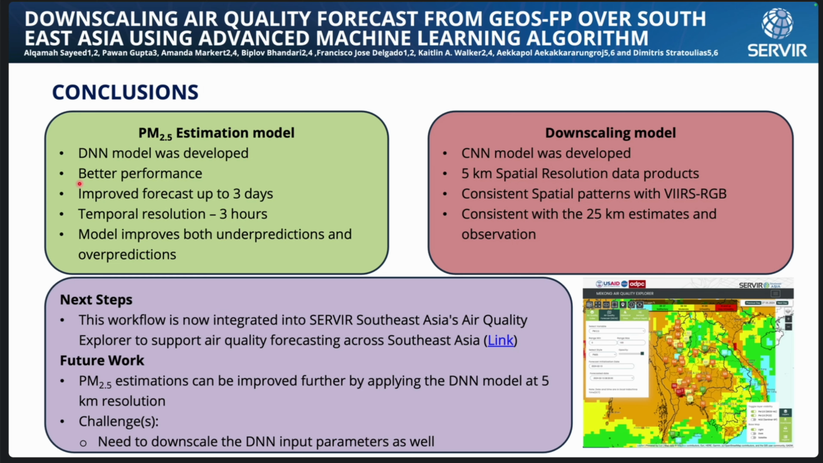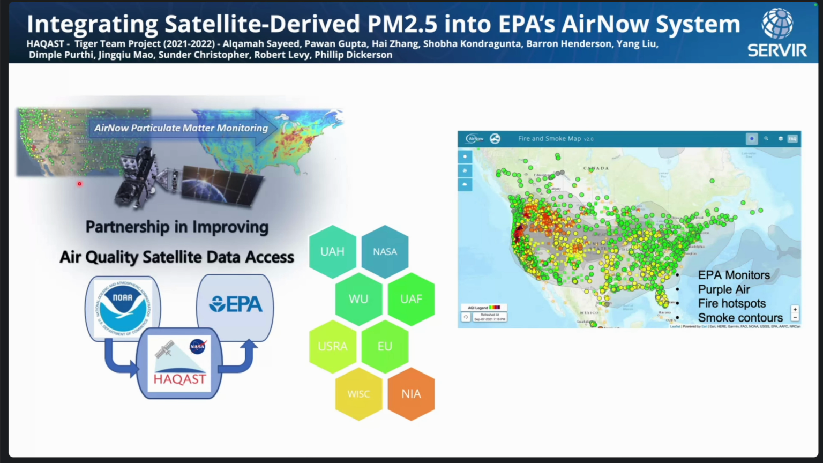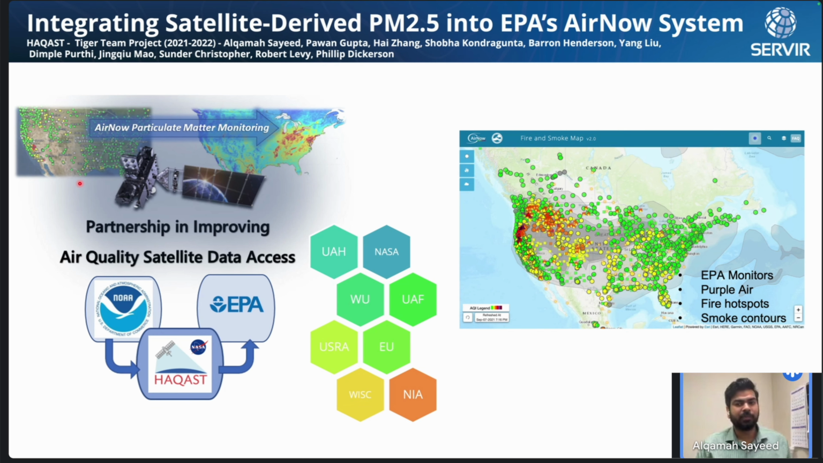So moving on to the second research, this is a research we did for a HAQAST Tiger team project. In this research, we developed a machine learning algorithm to estimate PM2.5 from GOES-R satellite AOD. This product was developed in collaboration with the NASA HAQAST Tiger team led by Dr. Pawan Gupta with several partners from US EPA, NOAA, University of Alabama in Huntsville, University of Wisconsin, and USRA.